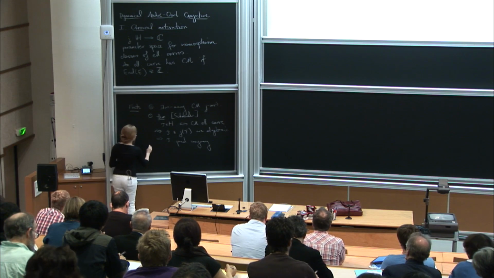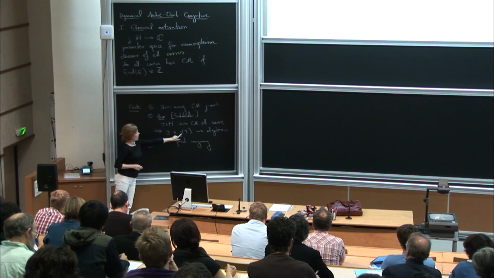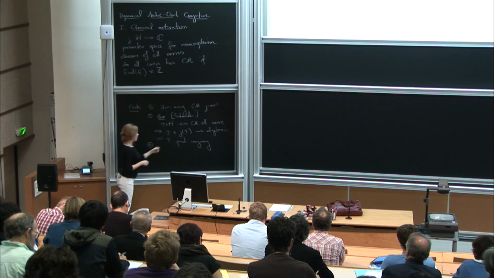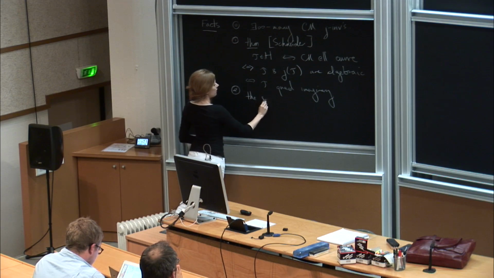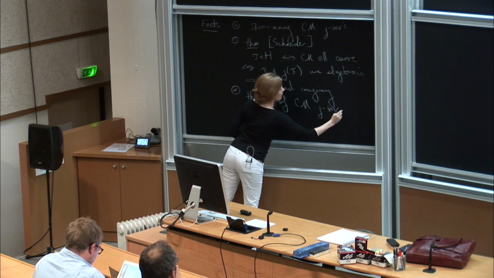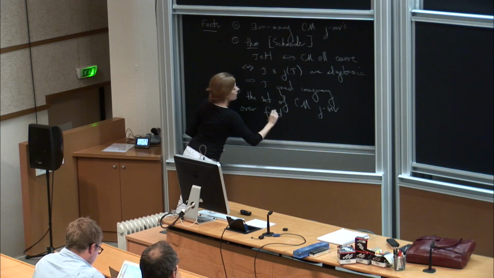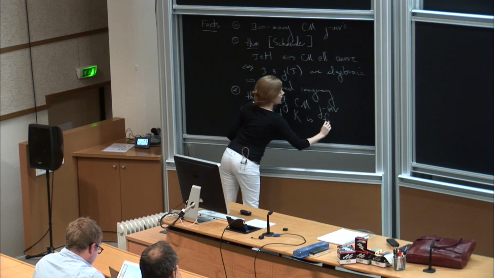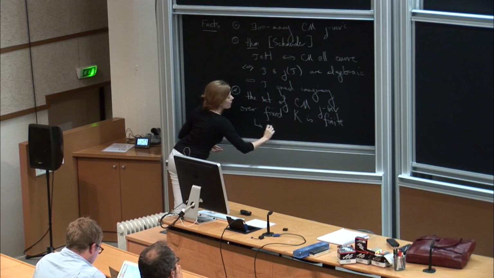Secondly, the collection of CM J invariants over a fixed number field K is finite. But I want to point out that this is not a Northcott property.